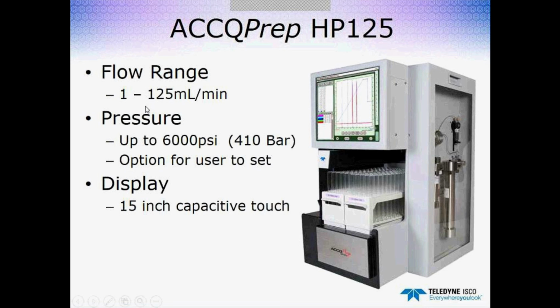AccuPrep has a flow rate range of from 1 to 125 mL per minute. It has an upper pressure limit of 6,000 psi, so it can run very high pressures on the columns if necessary. There's an option for the user to set that upper limit. Some of the preparative HPLC columns are not recommended to be run at 6,000 psi. They're recommended to be run around 3,000 to 3,500 for maximum pressure, and so the user can set that pressure for each individual column that you've built into a column database.